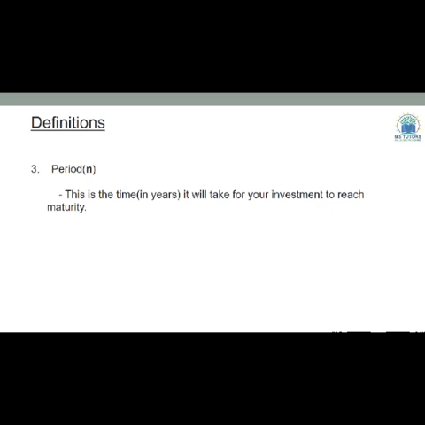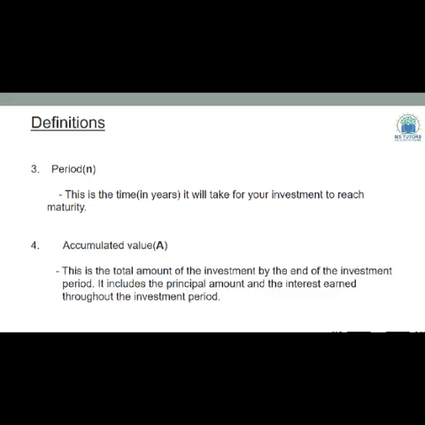right? And the last definition is the accumulated value represented by the capital letter A. Now, this is the total amount of your investment by the end of the investment period. So it's basically the principal amount plus the interest that you have earned throughout the investment period. Right? So this is the amount of money that you're going to cash out by the end of your investment.